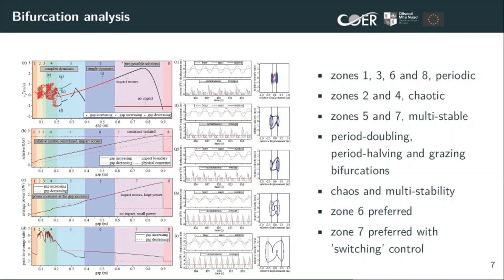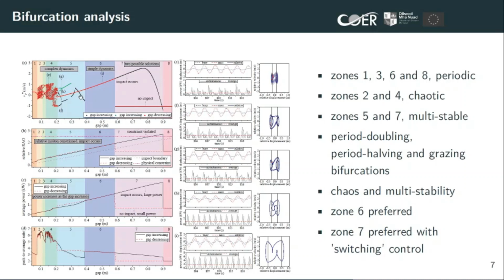In zones 1, 3, 6, and 8, the dynamics are simple. A typical time trace for zone 6 is shown here, and we can see the dynamics are simple and periodic. In zones 2 and 4, the motion is chaotic. A typical time trace is shown here: the motion looks a bit irregular, even though the incident waves are regular.